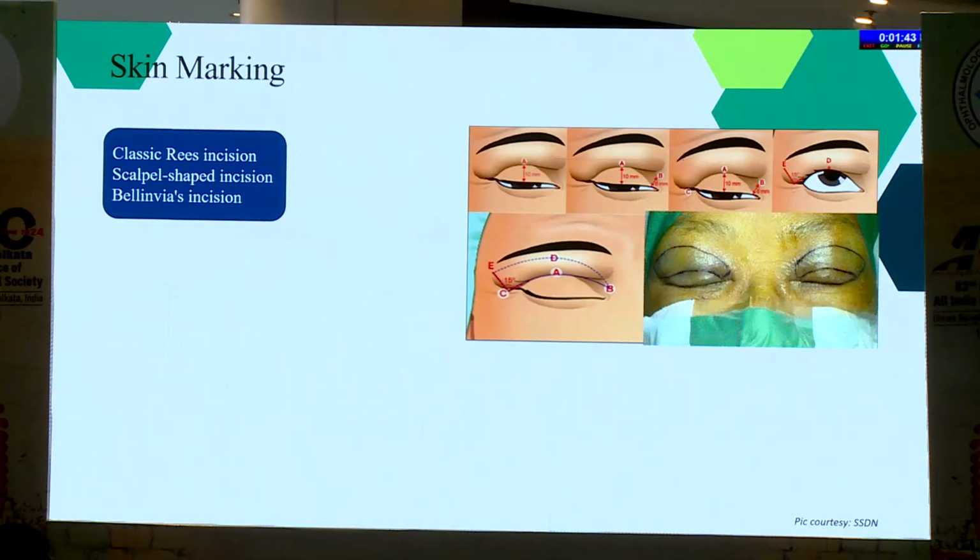So, we follow the one where the most important aspects of marking in the upper lid will be your skin excision and the skin crease marking. So, one should take enough time to mark the symmetry, as that is going to be the concern for most of the patients.